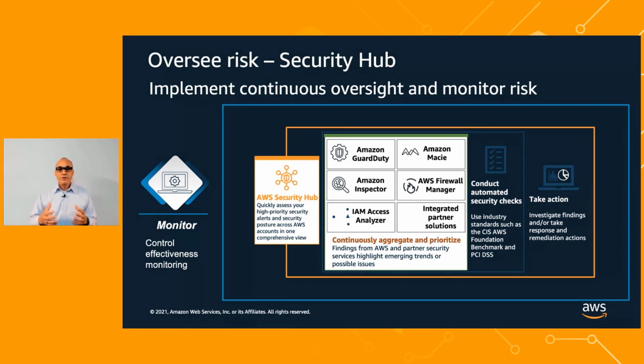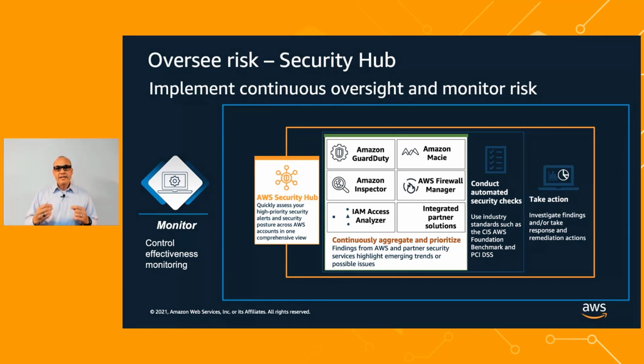But once we have established all those managed risk first line of defense controls, we need an efficient way of overseeing that risk. And this is where a service, Security Hub, comes in at the second line of defense. What Security Hub does is it collects information from multiple sources, including AWS Config, CloudTrail, and as you can see on the screen, GuardDuty, Macie, Inspector, Firewall Manager, and many more. And it aggregates it in a central place.